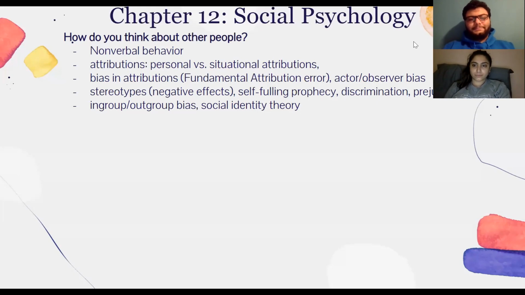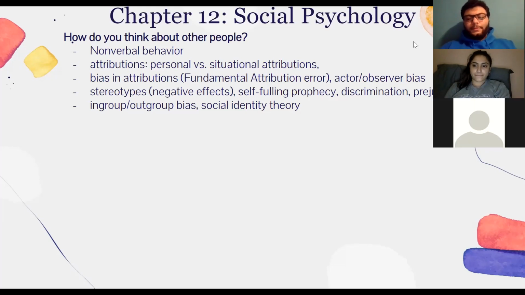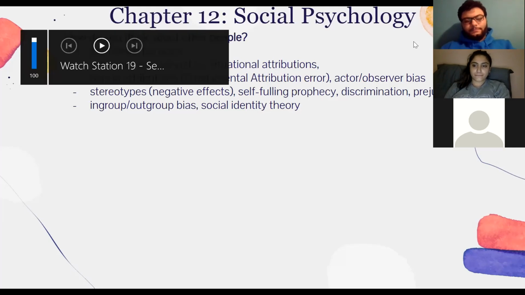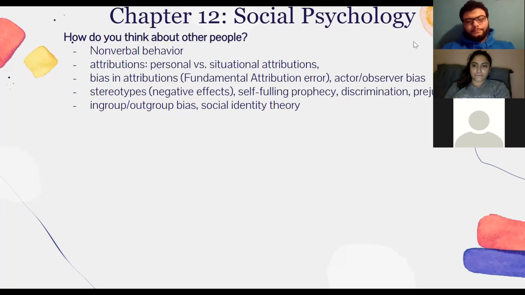Anyone? So the main example that I've seen is like if somebody fails a test, if it was personal, they would blame it on themselves, right? So if they were attributing it to themselves, they would blame it on themselves. If they were attributing it to like an external source, it would be like they blame it on the professor or something. Yeah.